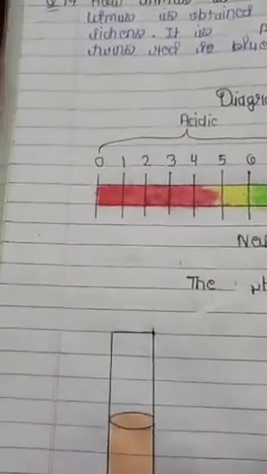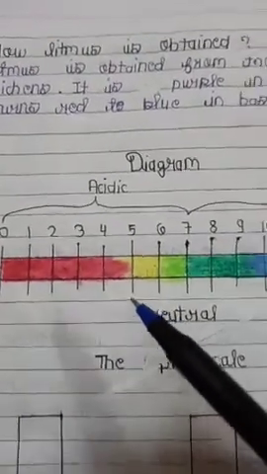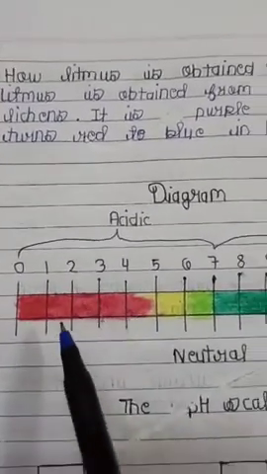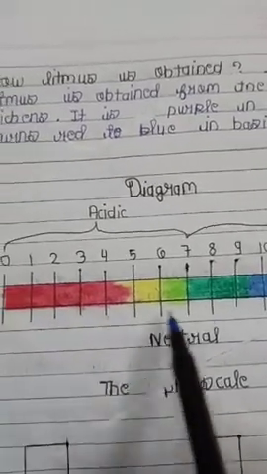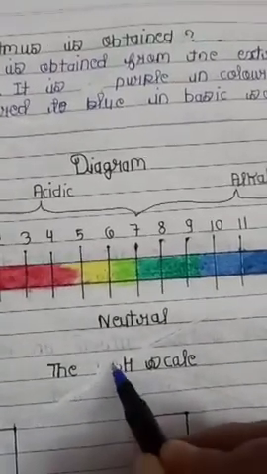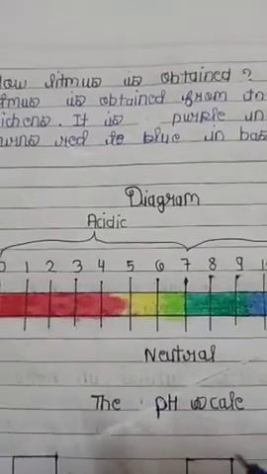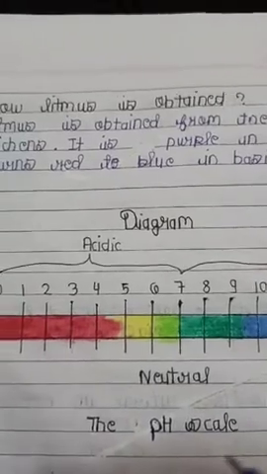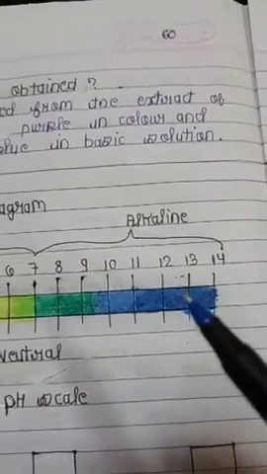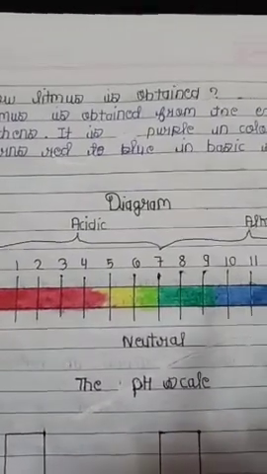Okay children, after this you have to draw one diagram which is important for you, and it is not given in the new book, so you have to draw this. What is this? This is the pH scale. pH scale means, as I have told you, how we can detect whether an acid is a weak acid or strong acid, or whether a base is a weak base or strong base. On the basis of this scale we can detect.